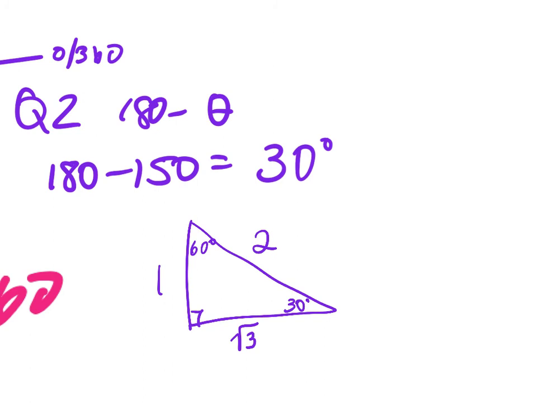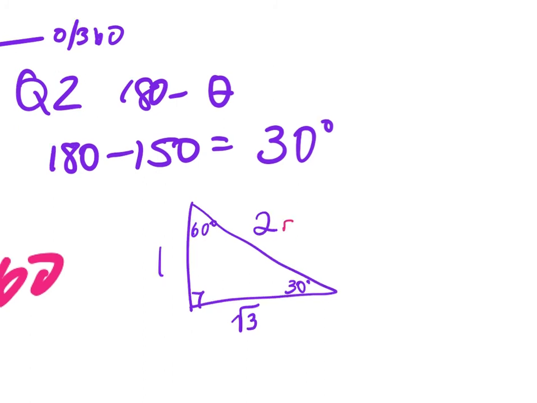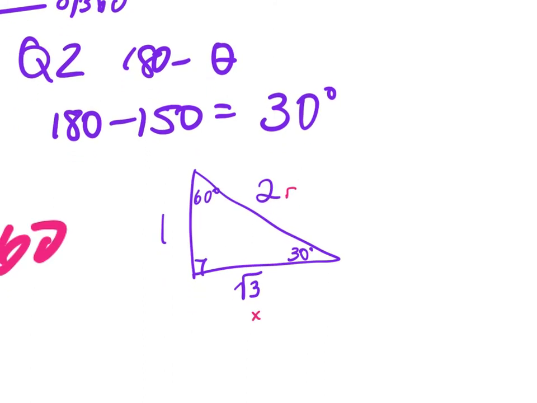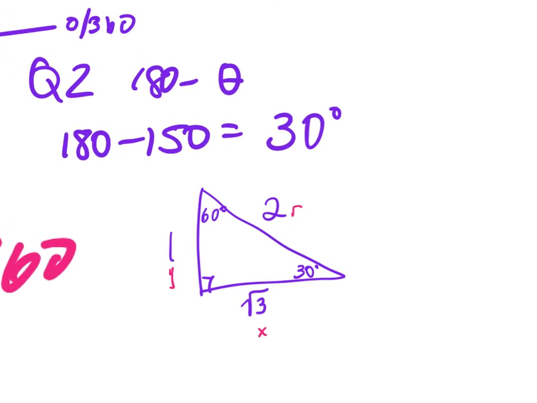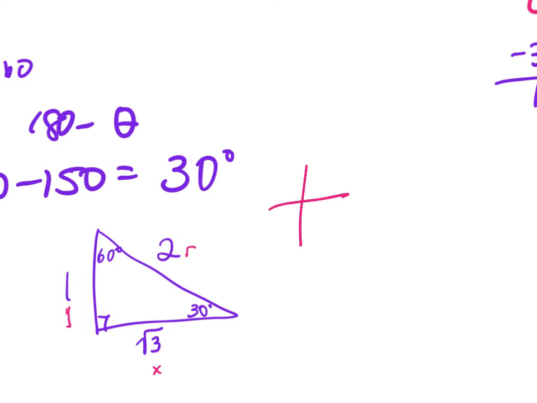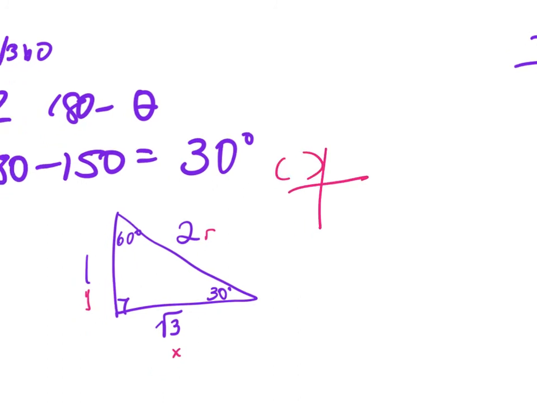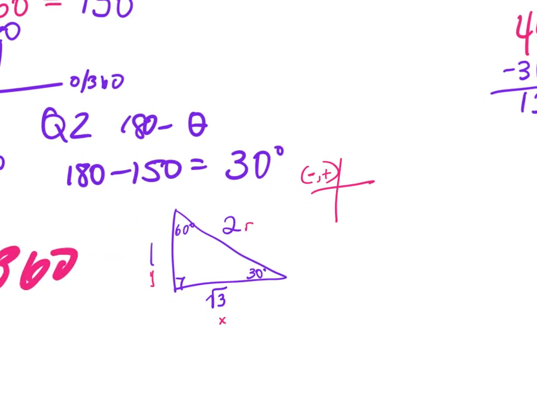Okay, so think about this. Our hypotenuse is always r. The horizontal line is always our x, and the vertical line is our y. So if I'm in quadrant 2, what are the signs in quadrant 2? X is negative, y is positive.